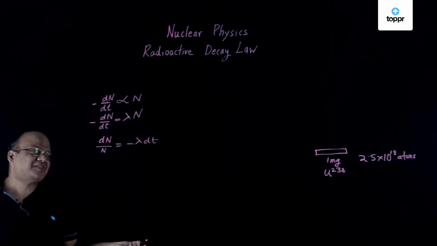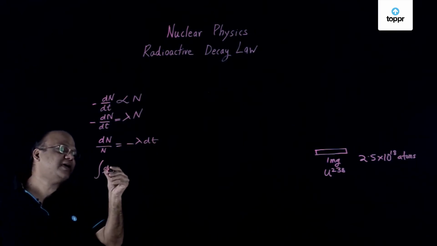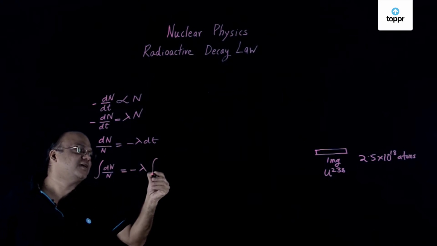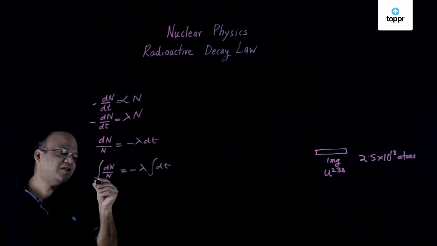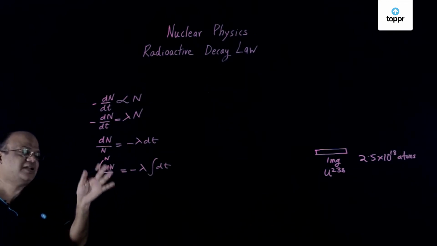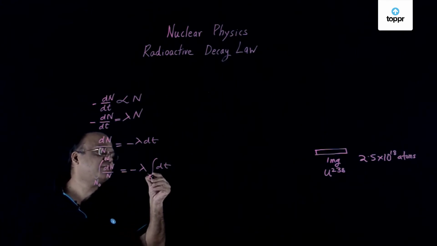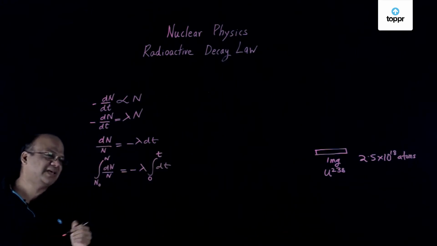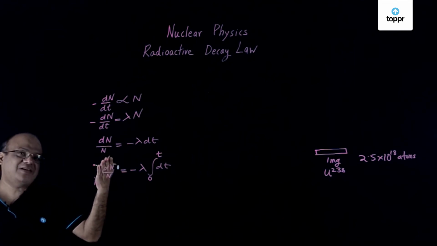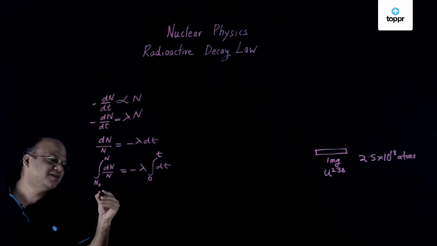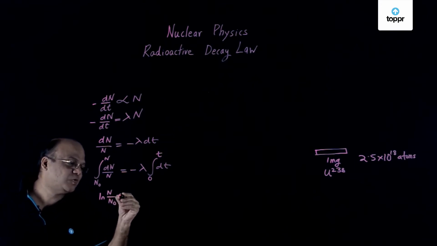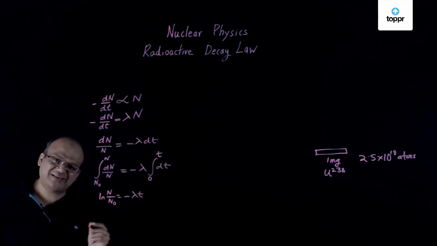Now, integrate both sides. Integral of dN/N equal to minus lambda integral of dt. Initially say N naught nuclei are there. At final time when you are looking at the sample, N nuclei are there. Time is varying from 0 to t. This integration is very easy. How much is that? ln N, then you put the upper limit, minus sign, put the lower limit. So what will you get? ln N/N naught equal to minus lambda t.